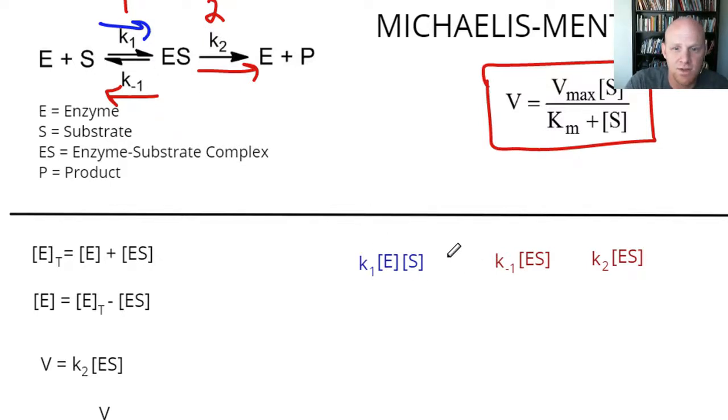In this case, we can derive our expression for the steady state approximation: the rate at which ES is produced is equal to the rate at which it's consumed. And this is our steady state approximation.